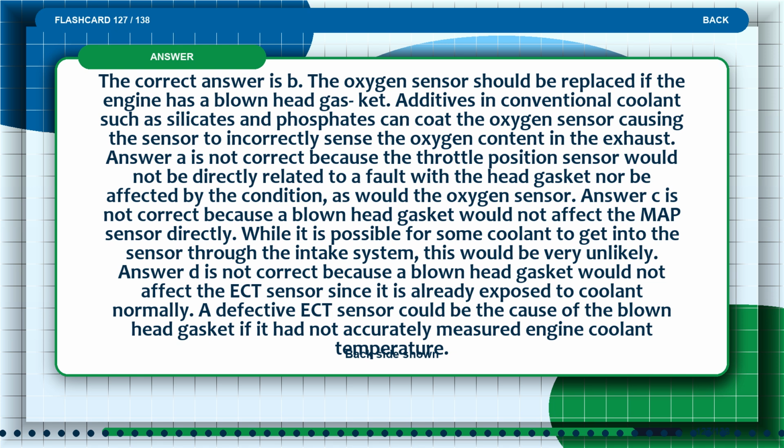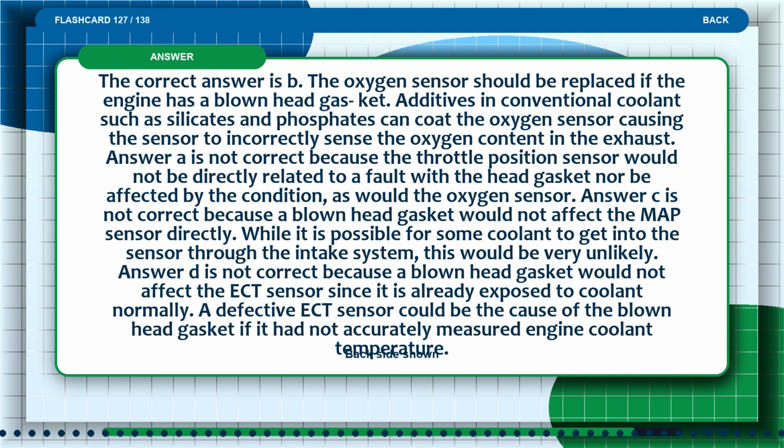Answer A is not correct because the throttle position sensor would not be directly related to a fault with the head gasket nor be affected by the condition, as would the oxygen sensor. Answer C is not correct because a blown head gasket would not affect the MAP sensor directly. While it is possible for some coolant to get into the sensor through the intake system, this would be very unlikely. Answer D is not correct because a blown head gasket would not affect the ECT sensor since it is already exposed to coolant normally.